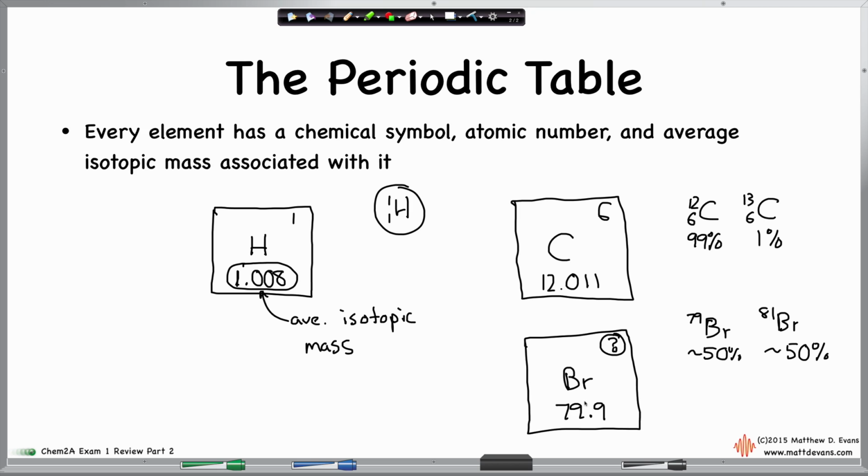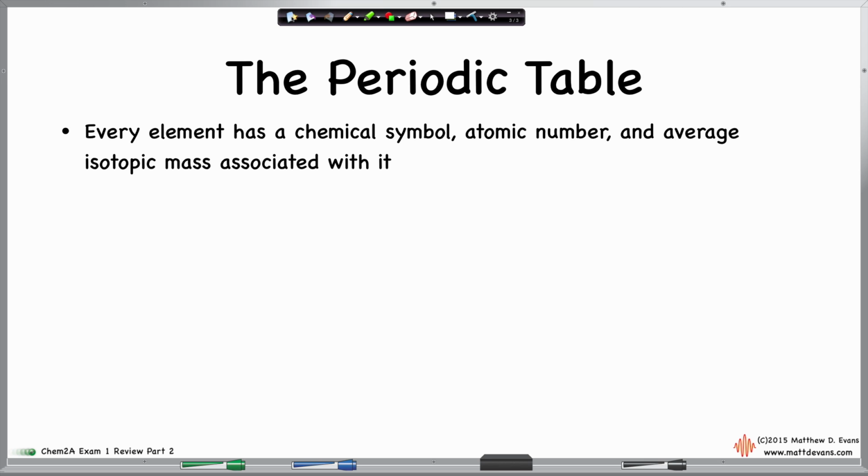But really, as far as I know, the isotope bromine 80 does not really exist, or it's not very abundant. And so this is the average right here. Okay, so that's a key difference between the isotopes and the periodic table. Keep that in mind.